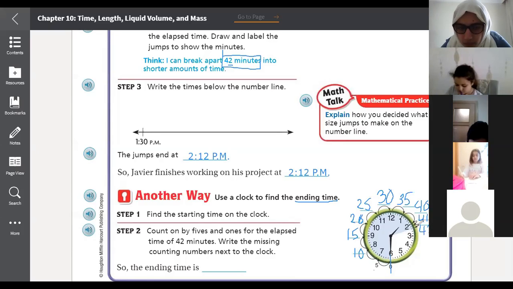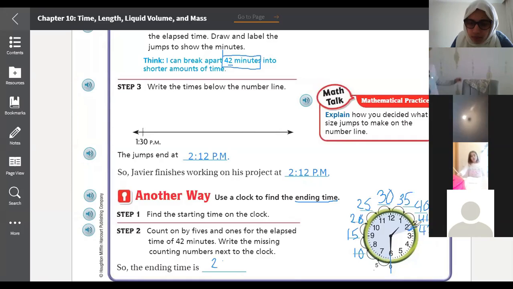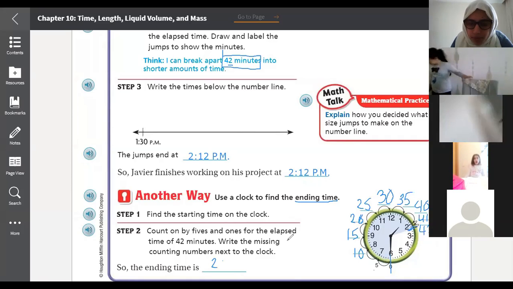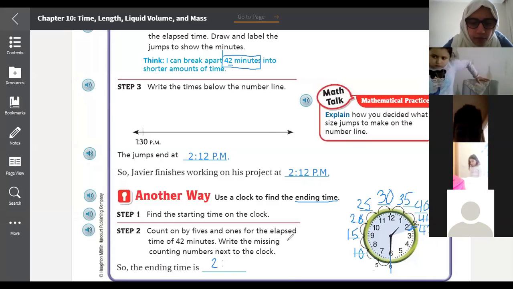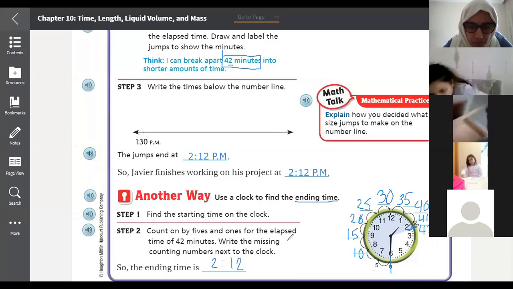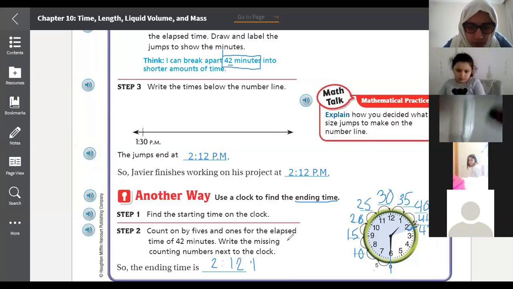Zena, after I counted 42 minutes, what time is it here? It's 2 o'clock. And how many minutes? 12. AM or PM? p.m. Well done, Zena.